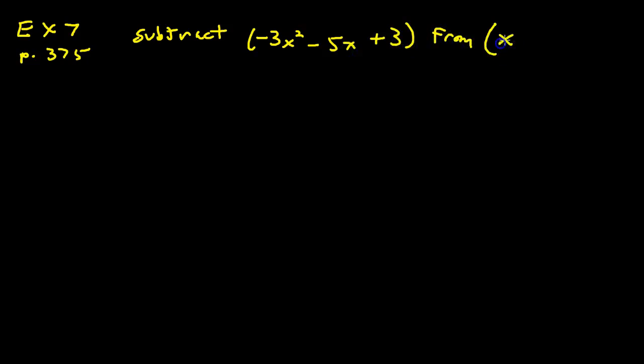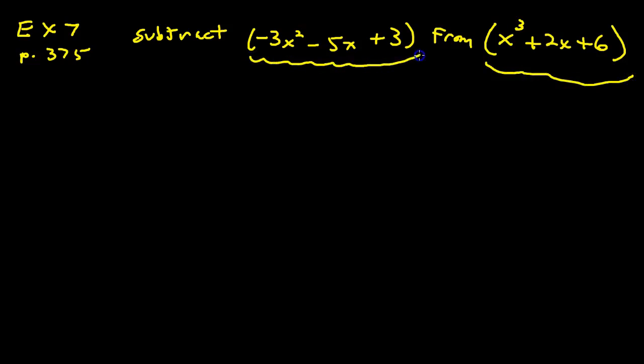All right, they want us to subtract one polynomial, 3x squared minus 5x plus 3, from another, namely x cubed plus 2x plus 6. Don't be confused by the wording here. Subtract something from something else. That means we're going to start with this expression and subtract this expression. So this is the one that's going to have the negative sign in front of it.